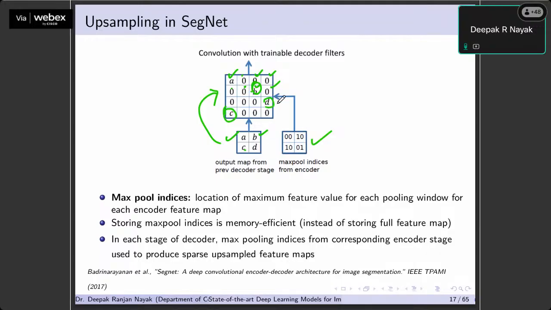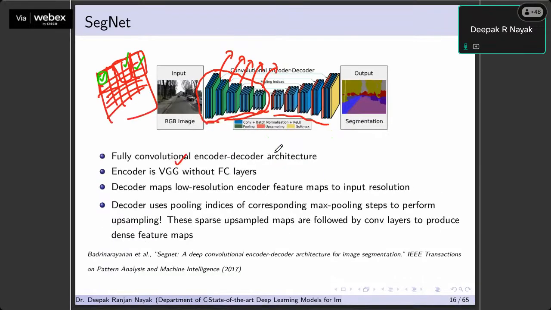0 1 means this position. And the rest of the values will be 0. That's why I said that you are going to get a sparse feature map during the decoding. But again, you have to use different convolution operations over there, right?